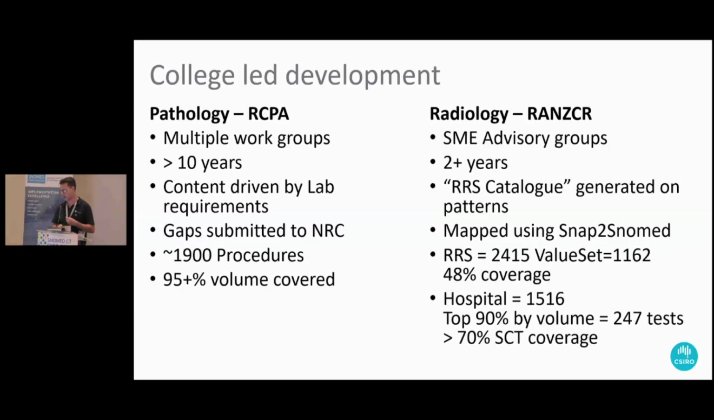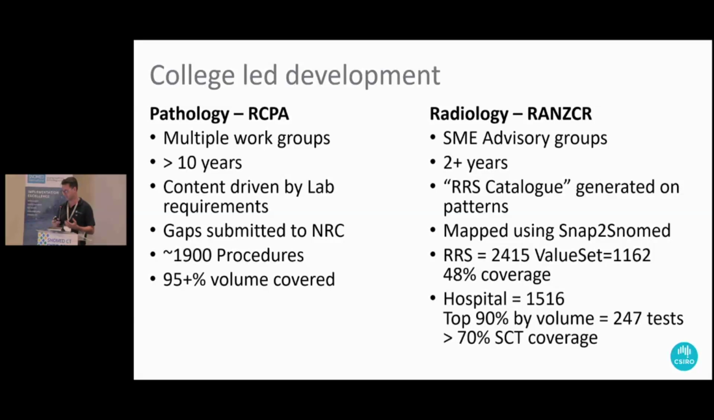But then when we looked at an actual implementation, we talked to one of the hospitals that we work with. They've got some frequency data. And again, I think that's really useful. Their catalogue had 1,500 tests at this hospital, which is smaller than the RRS. And if we just looked at the 90% by volume, that was less than 250 tests. So it was pretty trivial activity to map that. It only took a few days or a week or so. And we had 70% coverage. So you can see that coverage is much better when you look at frequency data.